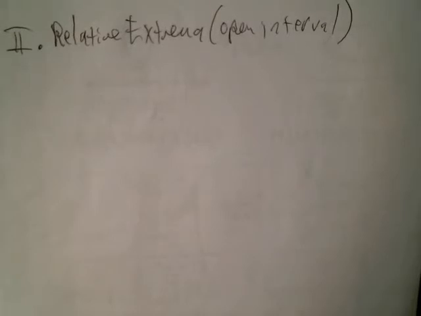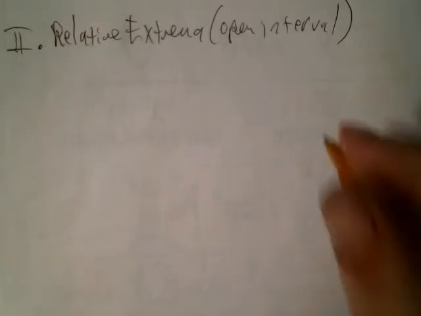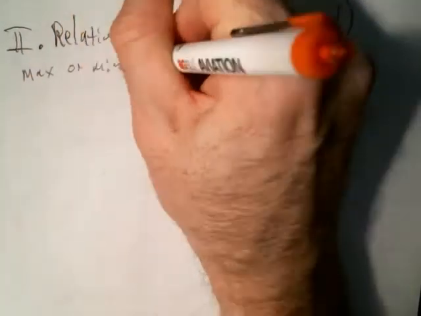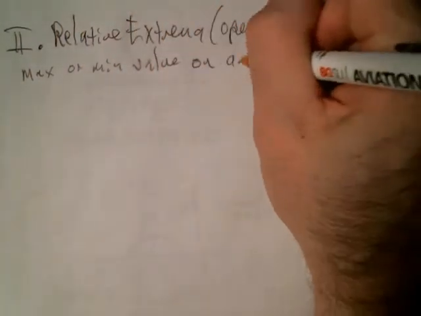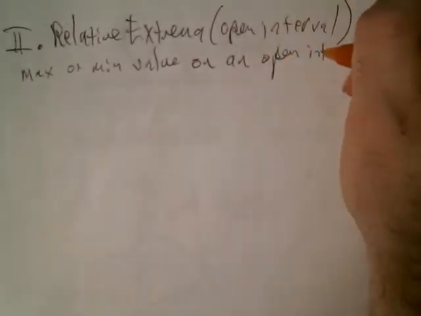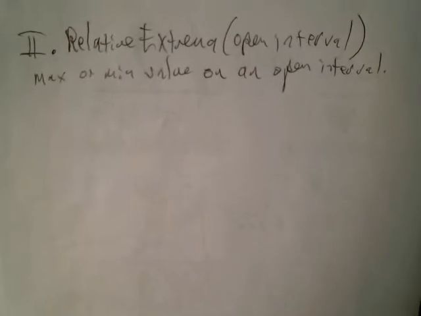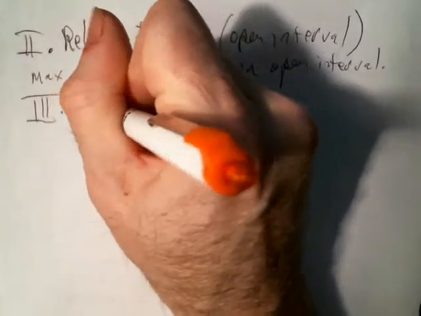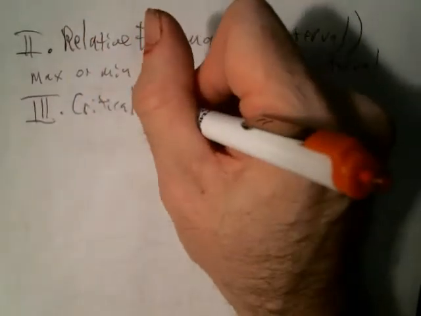I'm trying to think if I have an example, a quick example. Well, let's just define it as that. So it's a max or a min value on an open interval. Okay. So, like I said, the book will also talk about global maxes and mins, but in those cases you won't be working with this open interval. Okay. Thirdly, then, the critical numbers, which I've already been talking about, but have not really defined.